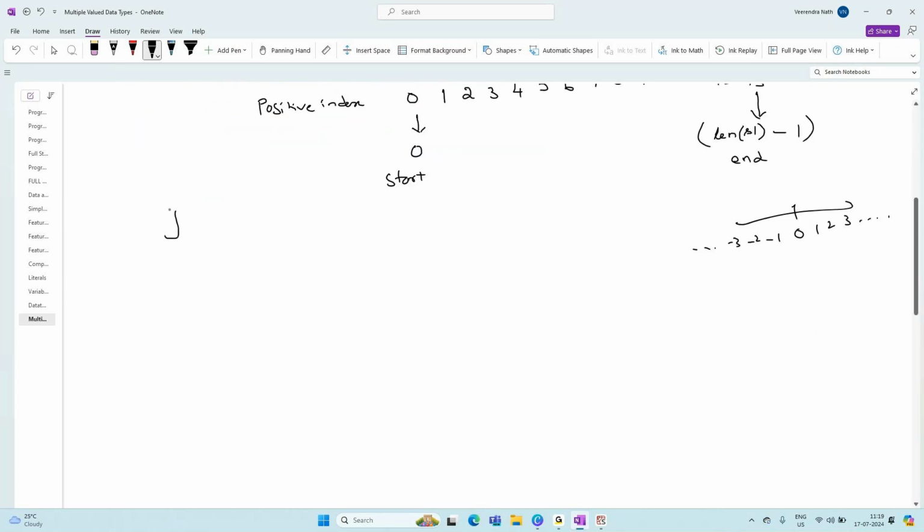Now let us take a simple small one. Now tell me. Positive indexing: 0, 1, 2, 3. Why did it end at 3? What is the total length? 4. 4 minus 1. Okay. Now tell me, why are you saying -4? It is as simple as that. -4, -3, -2, -1. Understanding? Yes or no? Okay.